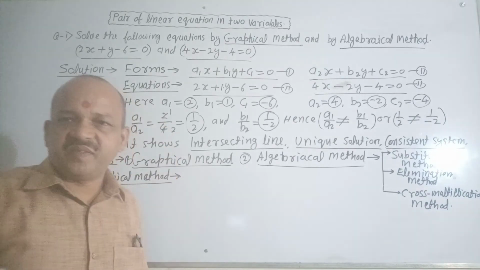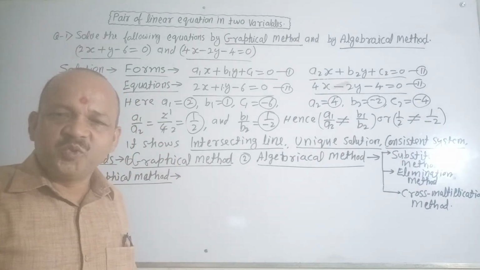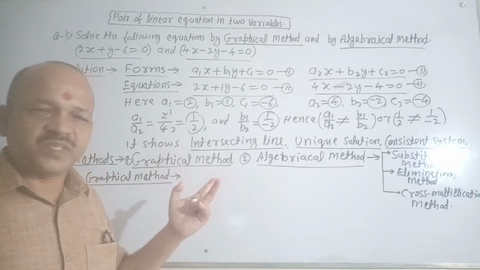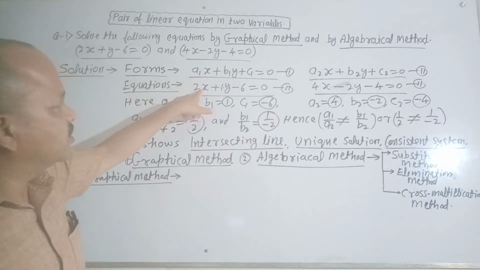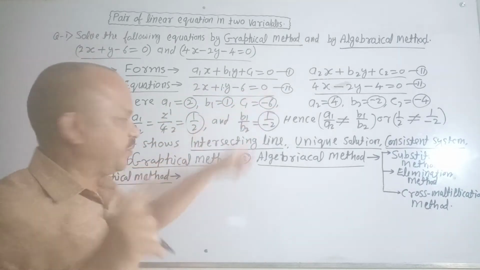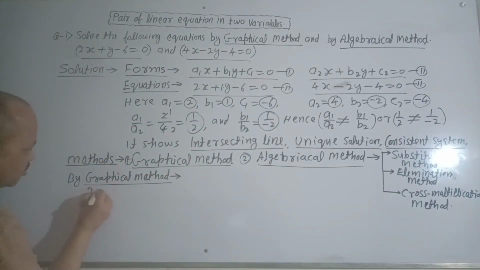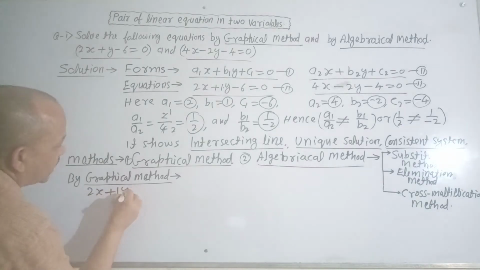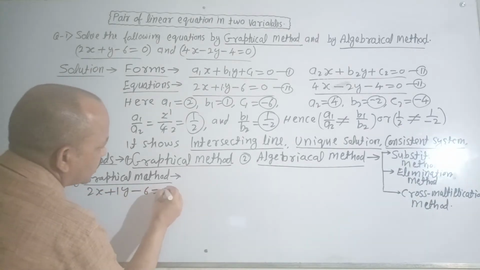By graphical method, firstly we find two solutions of each equation. Equation first is 2x + y - 6 = 0.